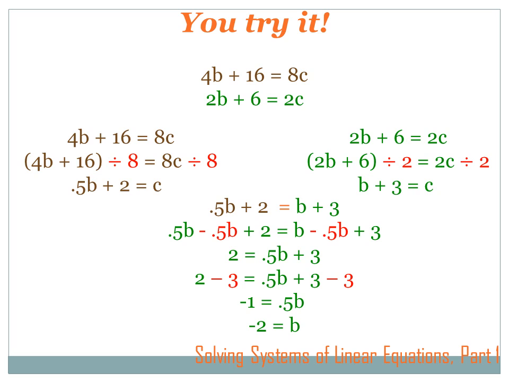Now, I've got to get rid of that plus 3, so I'm going to subtract 3 from both sides of the equation. And I end up with minus 1 equals 0.5b. Now, if minus 1 equals a half a b, then I've got to multiply a half a b by 2 to get up to a full b. And I'd have to multiply the left side, the minus 1, by 2 to get up to the value of the full b. So b equals minus 2.